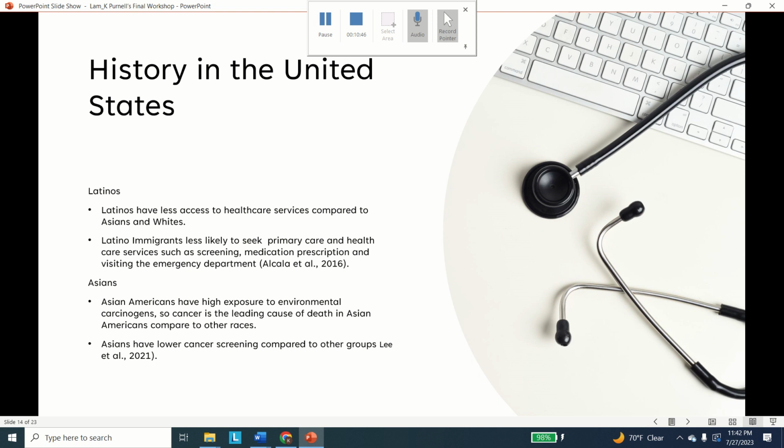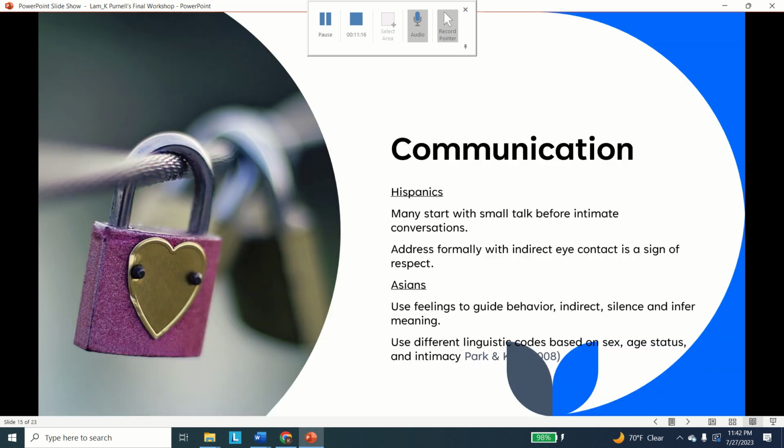History of these two different ethnicities within the United States. So Latinos, traditionally, have less access to healthcare services compared to Asians and whites. Latino immigrants are less likely to seek primary care, healthcare services, screening, medication, prescriptions, and visiting the emergency department. Asian Americans have a high exposure to environmental carcinogens, so cancer is the leading cause of death in Asian Americans, and Asians have lower cancer screening compared to other groups.